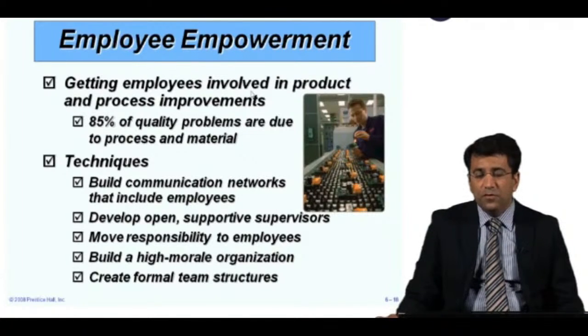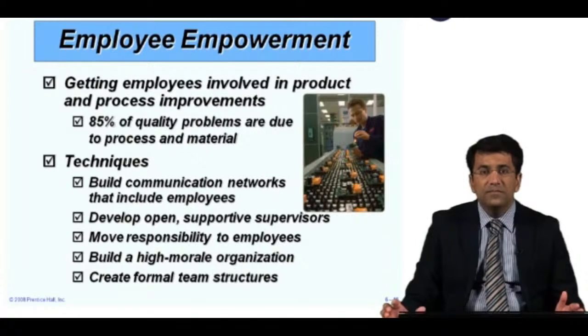Getting the employees involved in product and process improvements. Again, we should involve the employees in the improvement of our processes, and 85% of quality problems are due to the process and material. Research says that 85% of the quality problems can be dealt with by the involvement and empowerment of the employees in order to improve our processes and operations.